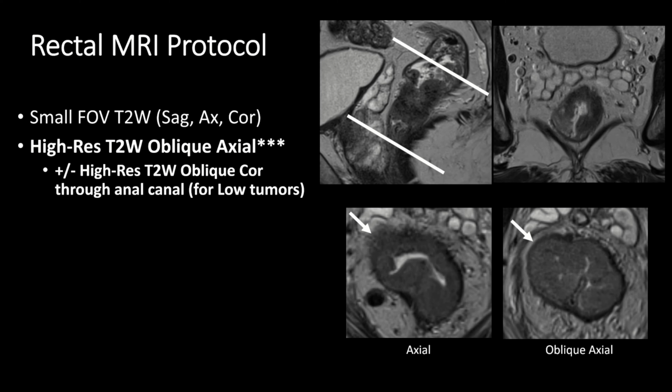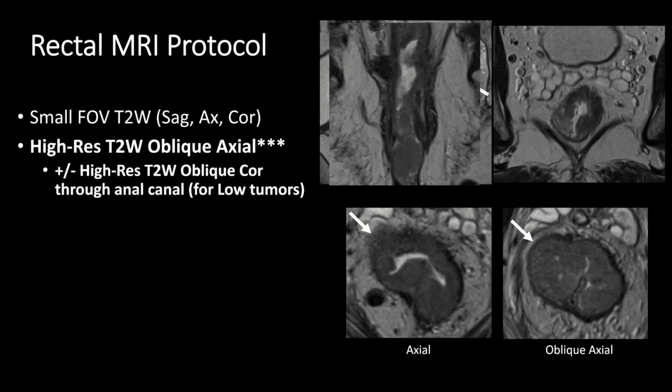So if you remember one thing about the protocol, a T2 weighted high-res oblique axial through the tumor is most important. Of course, done without fat suppression so we can better see the anatomy. Again, do not acquire these with fat suppression. That would make staging more difficult and inaccurate. For low rectal cancers, we also want to know the relationship to the anal canal. So we acquire an oblique coronal T2 weighted image through the anal canal.